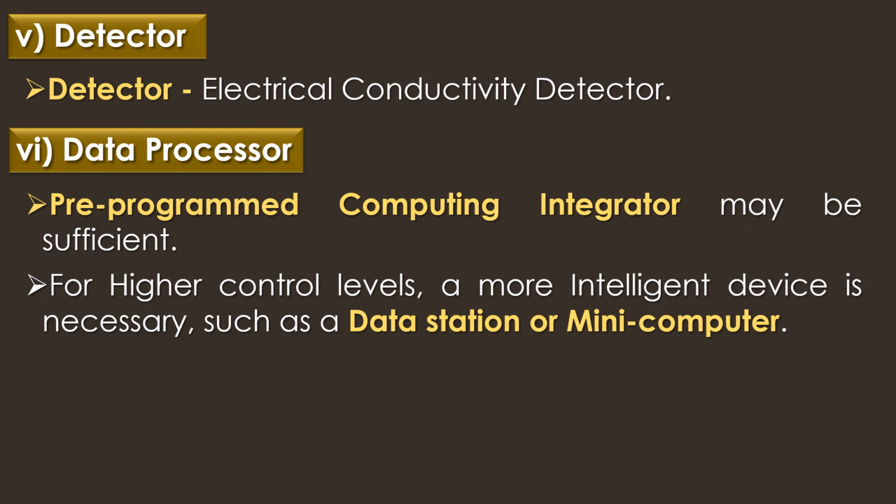The fifth part of the ion exchange chromatography is detector. The most commonly used detector in ion exchange chromatography is the electrical conductivity detector. The sixth part of the ion exchange chromatography is data processor. In routine analysis, where no automation is needed, a pre-programmed computing integrator may be sufficient. For higher control levels, a more intelligent device is necessary. They are data station or mini computer.